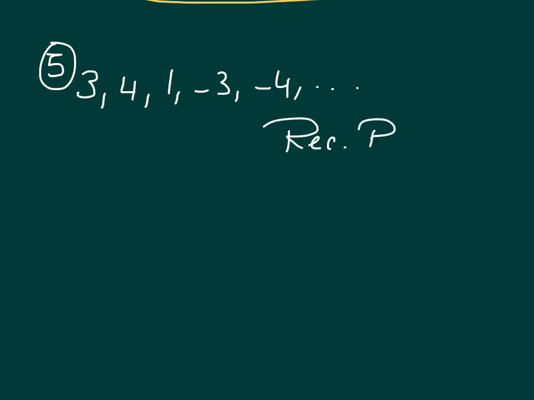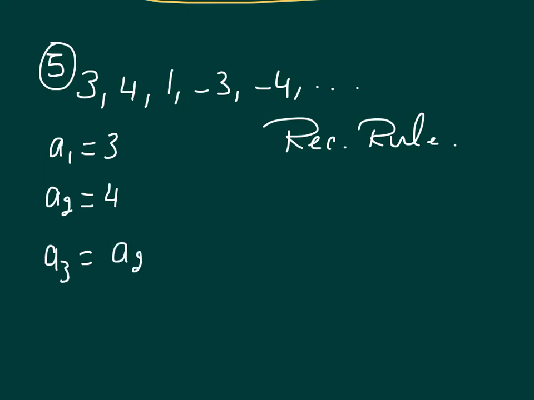Okay, for number 5, you're given this particular sequence, 3, 4, 1, -3, -4. Well, we have to determine what type of sequence that is so we can write a recursive rule. If you look at this one here, the first term is 3. The next term is 4. The next one is 1. So how did they get a 1 over here? Maybe they took the second term and subtracted the first term. So if they take 4 minus 3, they get a 1.